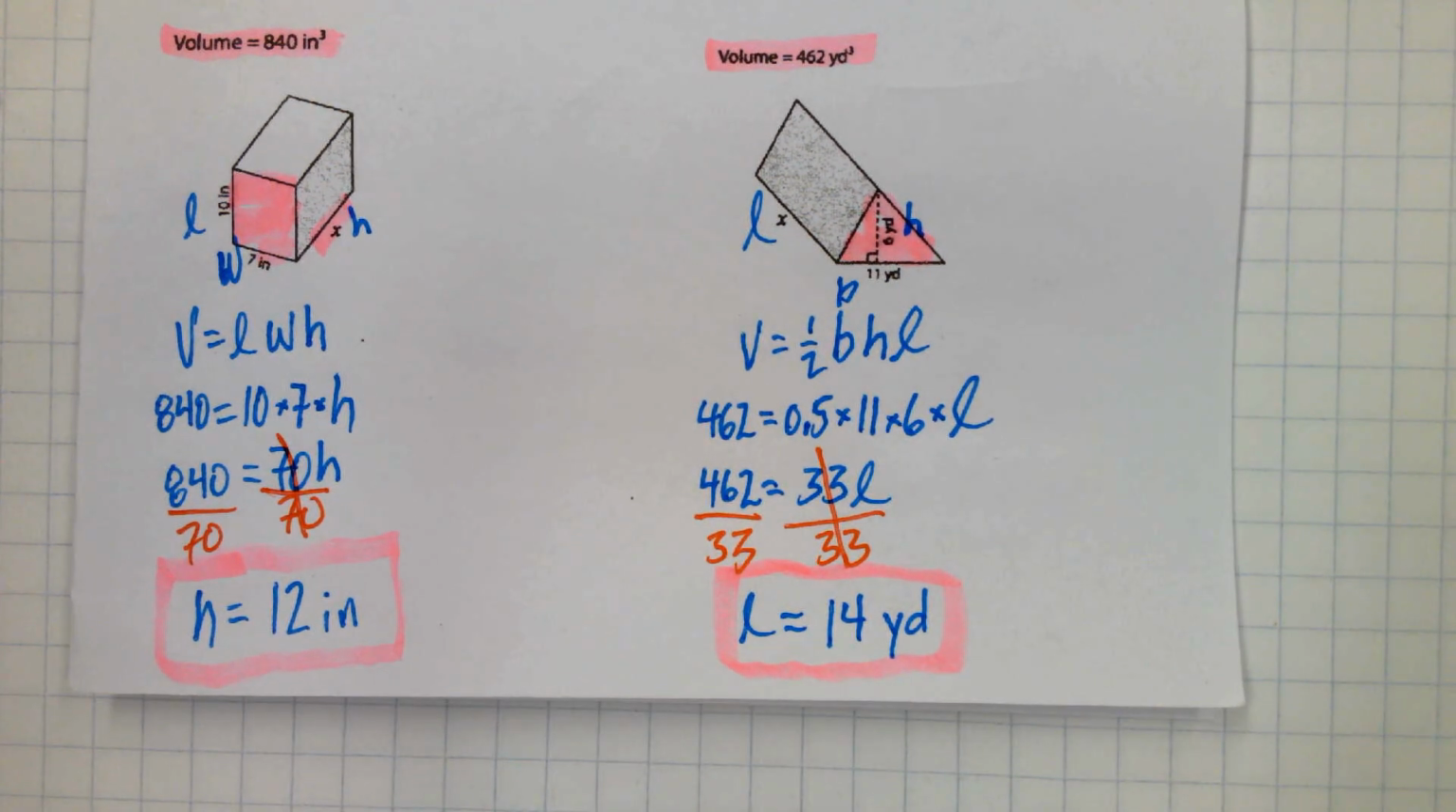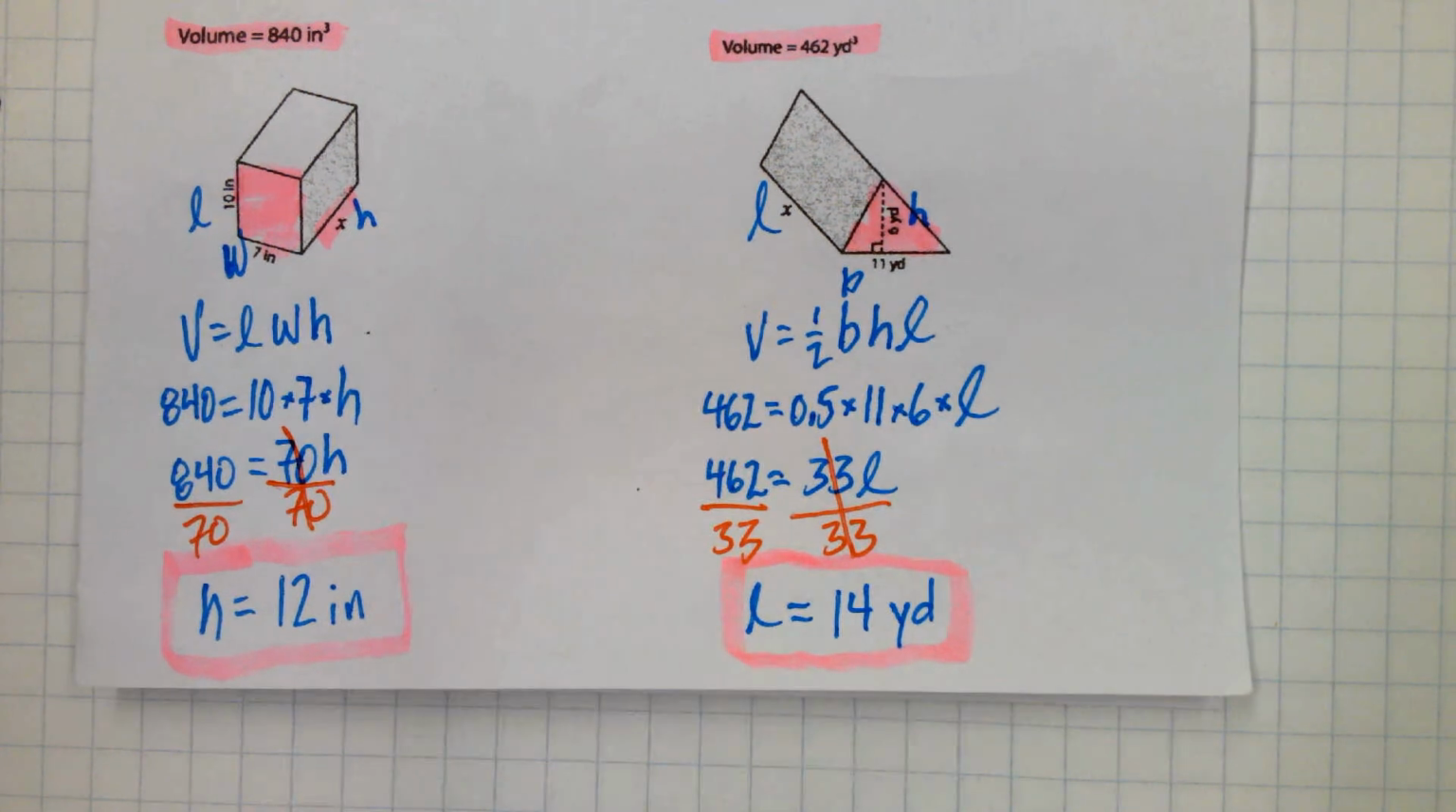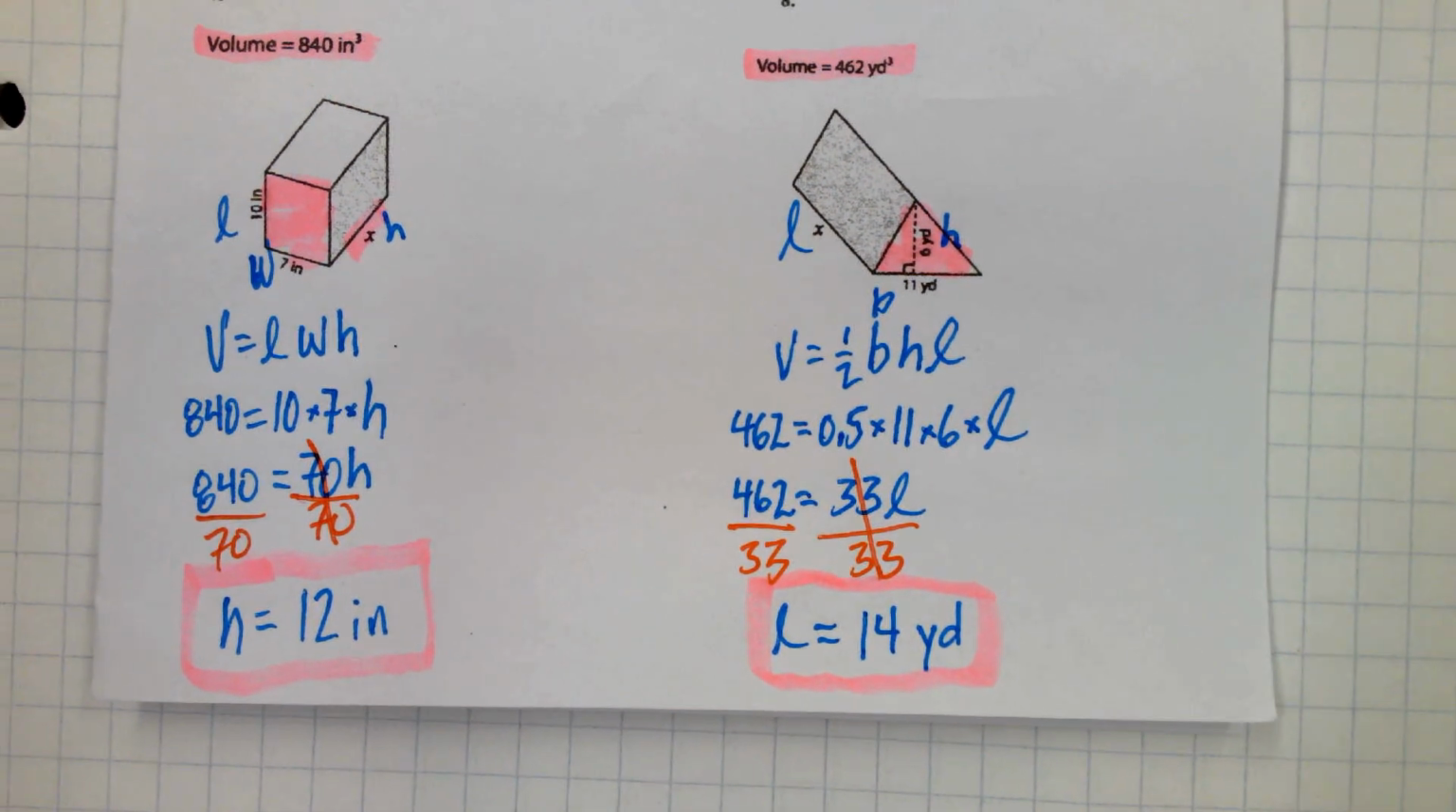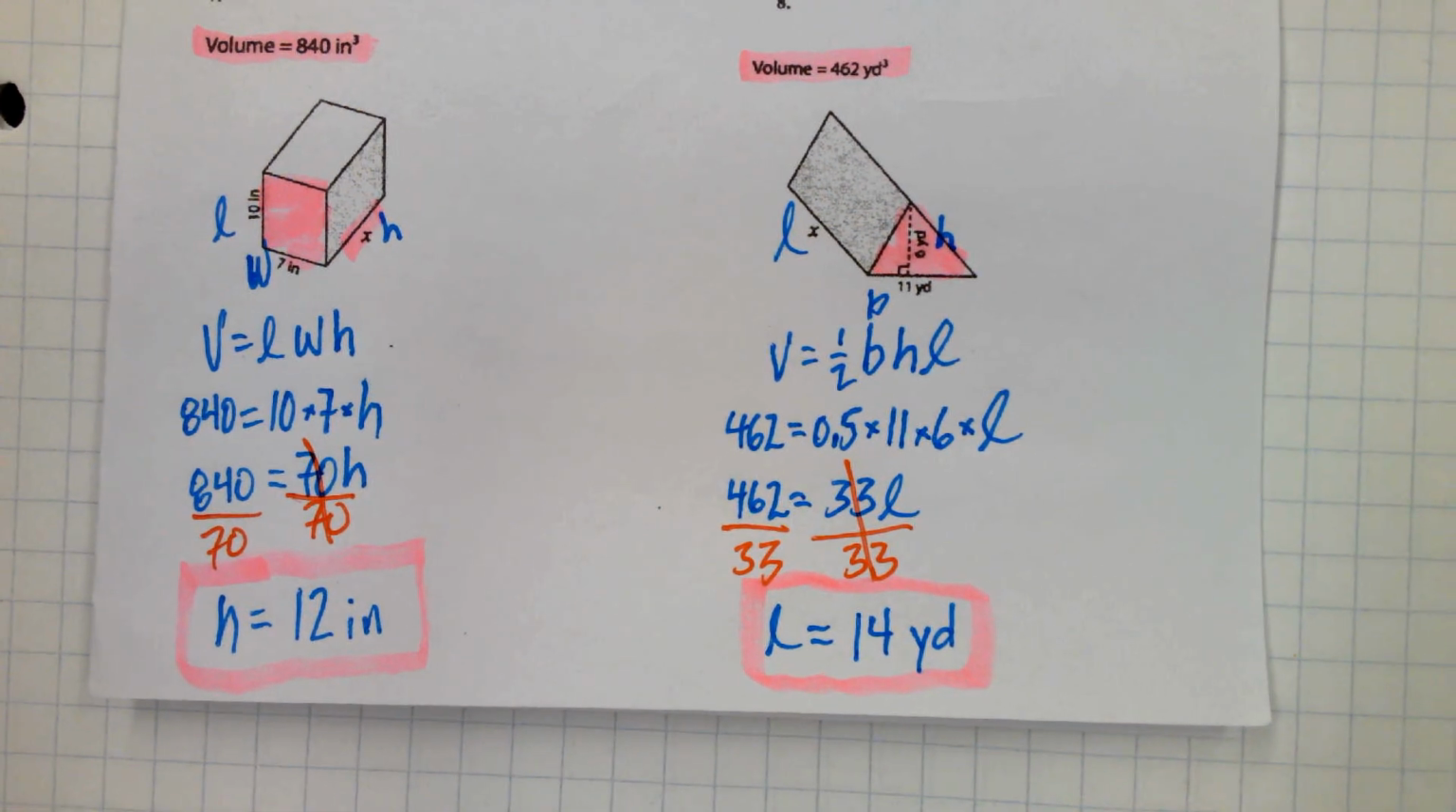So on today's Delta, I'm sorry, not Delta, it's IXL. We're going to be finding mainly volume. There's going to be a couple questions like that. Okay. Any questions? So open up your Chromebooks and let's go to IXL.